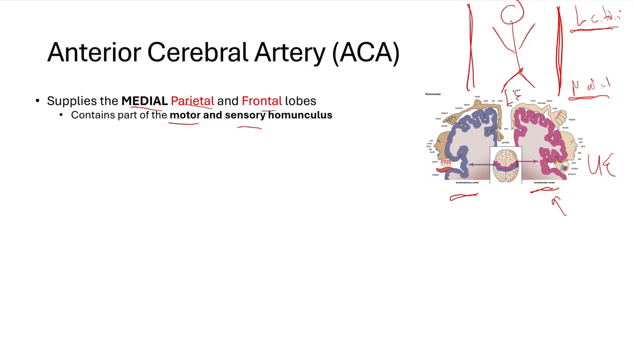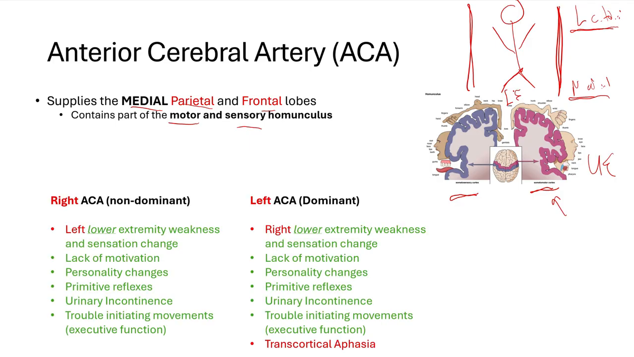Now, how exactly does an ACA stroke present? Well, the good thing about ACA strokes is that they typically present very similar to one another. Now, a right ACA stroke, or a non-dominant hemisphere stroke for the most part, will have the left lower extremity be weak or have sensation changes. Remember, since the ACA supplies the medial or middle aspect, it'll affect the lower extremity more so than the upper or face. This will also have personality changes, lack of motivation, primitive reflexes, urinary incontinence, and executive function issues. All things that we've already established with the normal function, just opposite of it, as it is now damaged.